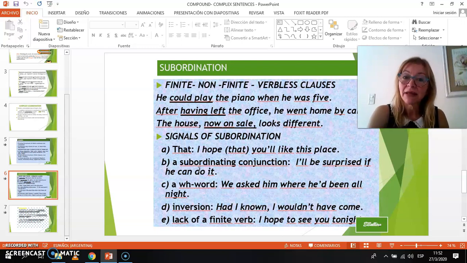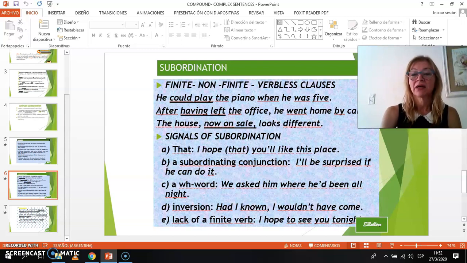In the second example, after having left the office, he went home by car, that ing construction in having is an example of a non-finite verb phrase. So this is a non-finite clause. Do you understand? And finally, if we say the house now on sale looks different, the clause now on sale has no verb form. So we say that this clause is verbless.